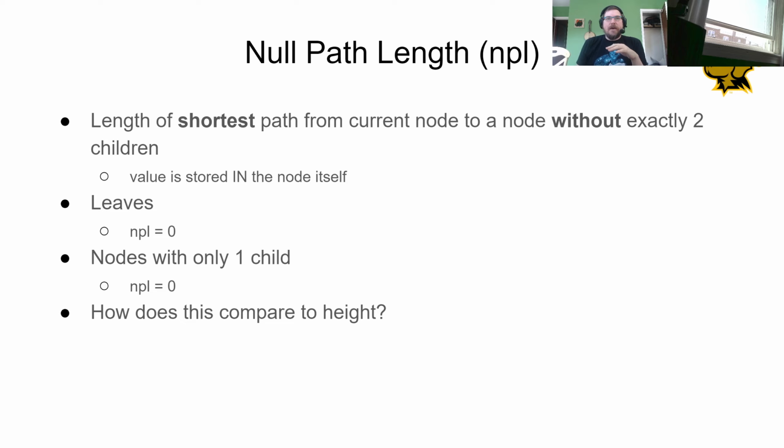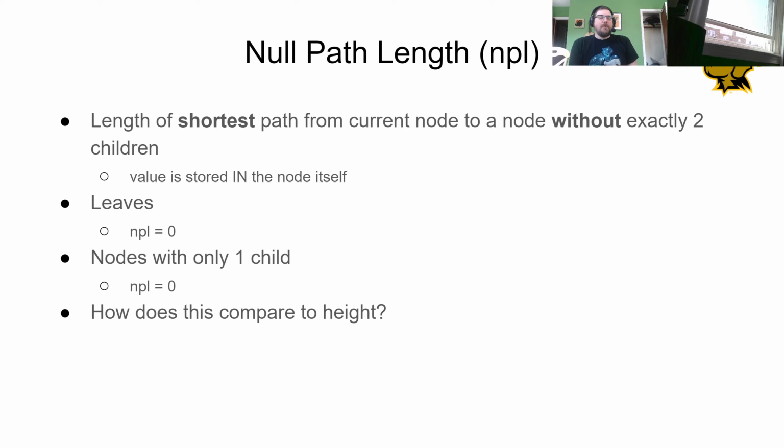The first concept we're going to talk about today is null path length. We're going to define null path length as the length of the shortest path from the current node to a node without exactly two children. Meaning, what is the length of the shortest path to a null child pointer, is another way of explaining this. The value is stored in the node itself. Right, so each node in your tree will have a little NPL, null path length variable in it that will keep track of how far away that particular node is from a descendant that is a null pointer. And that'll be the shortest distance.